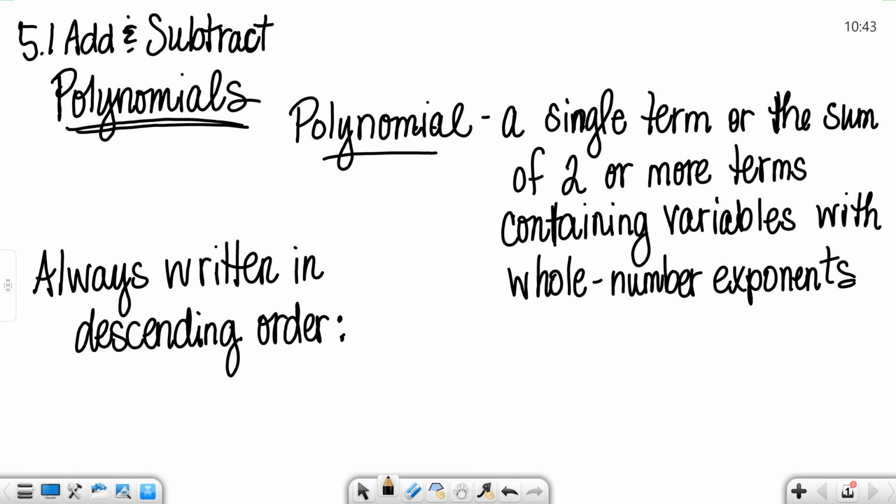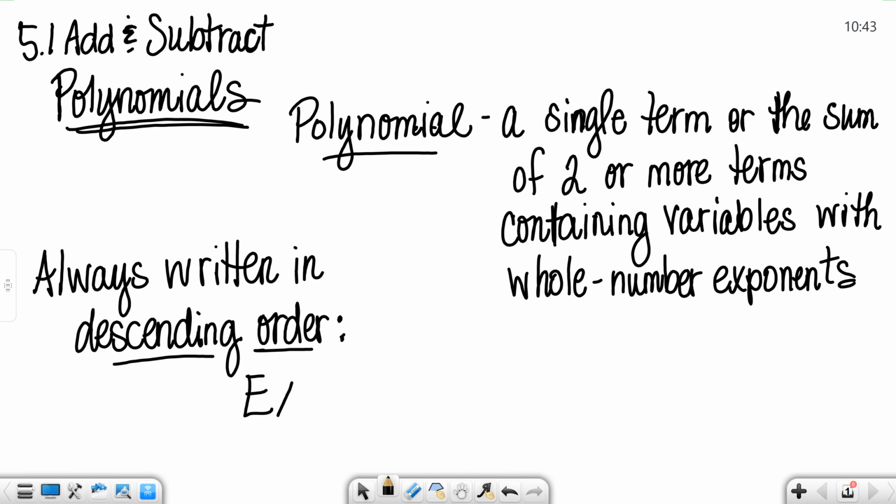So first we need to decide what exactly a polynomial is. That is a single term or the sum of two or more terms containing variables with whole number exponents, and always written in descending order if we have a polynomial.